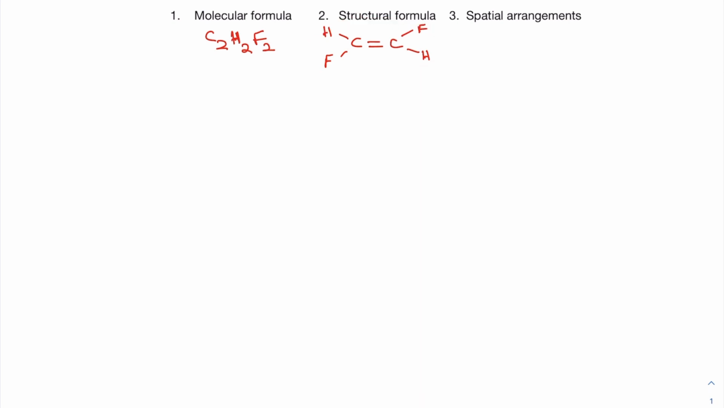And spatial arrangement would be the way these structures are arranged in space. So this is a spatial arrangement because this one is here, over here, and this one is there, over there. So this is a spatial arrangement difference. So now let's look at isomers.